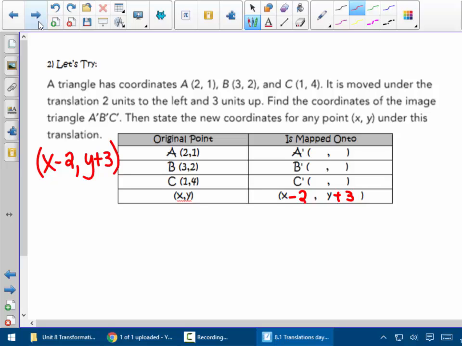So if I'm going to subtract 2 from A's original point and add 3, well, 2 take away 2 is 0, and 1 plus 3 is 4. 3 take away 2 would be 1, and 2 plus 3 would make 5. 1 take away 2 is negative 1, and 4 plus 3 would be 7, not take away. So I followed my rule here, subtracting 2 from the x values and adding 3 to the y values. A little practice of that.